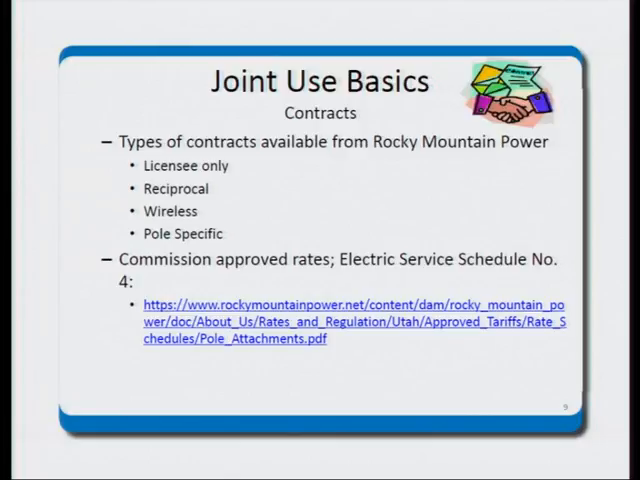And we've just recently, and we're still finalizing our templates for small cell. I wanted to also tell you where our electric service schedule number 4 is at. I mentioned before, in Utah, any rental rate or fee that you charge, or that we charge, has to be approved by the commission, and then it's set in a tariff, and it stays that way. So our electric service schedule 4 is a publicly available document that will tell you what our rental rates and fees are for joint use.